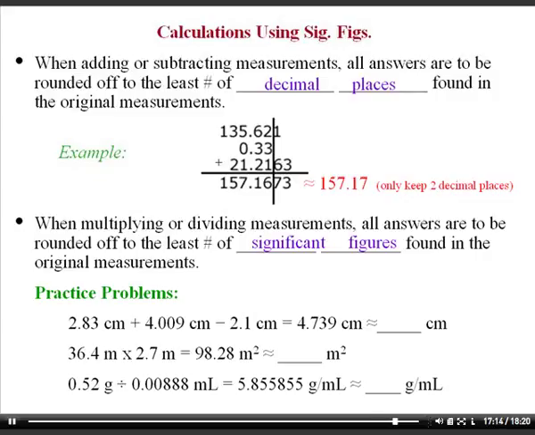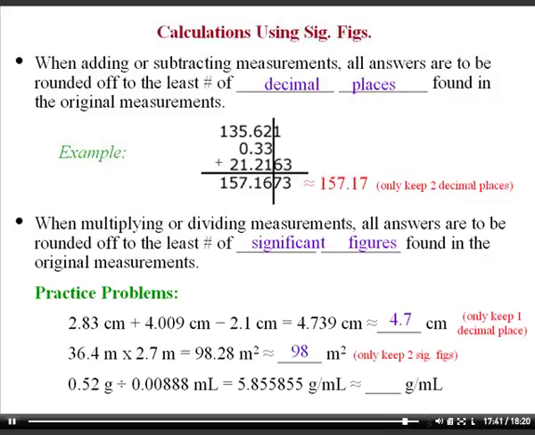So we can only keep 1 decimal place in our final answer, so the 4.739 has to round off to 4.7. You can only keep that 1 decimal place. In the next measurement, since they're multiplied together, we're going to keep the least number of sig figs, which happens to be 2. There's 2 sig figs in the measurement 2.7 meters, so when you multiply this length and width together, you end up getting an area that's rounded off only to 2 sig figs of 98 square meters.